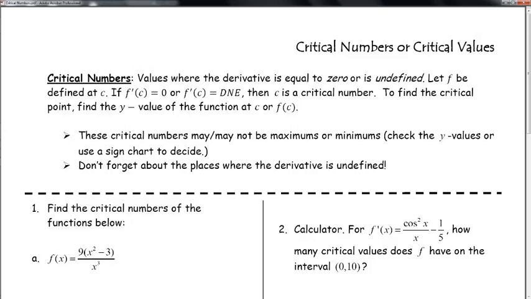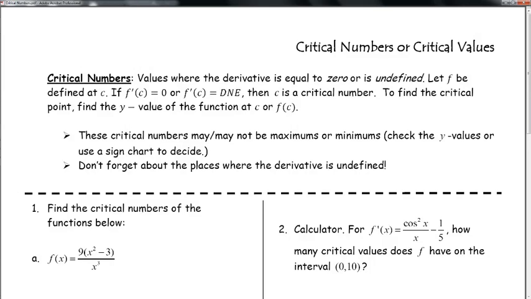If f prime of x is equal to 0 or f prime of c doesn't exist, then c is a critical number. If you want to find the critical point, you have to find the y value at that x coordinate. Critical numbers may or may not be maximums or minimums. We're going to get into that a little bit in the next couple videos. You just have to check the y values or do a sign chart, and I'll show you how to do that in the next video. And please don't forget areas where the derivative might be undefined.